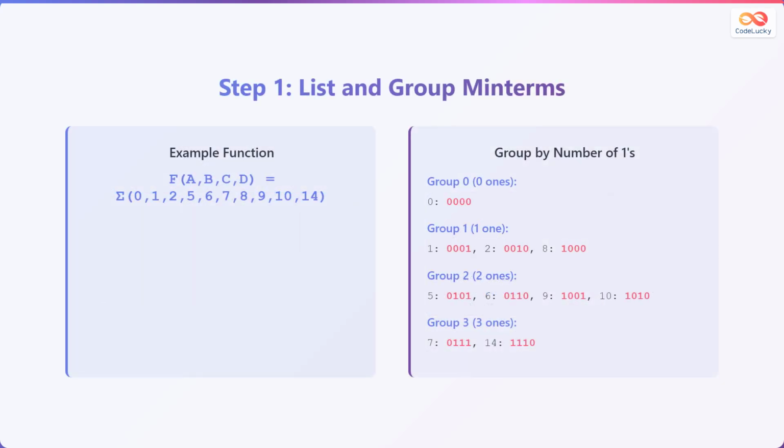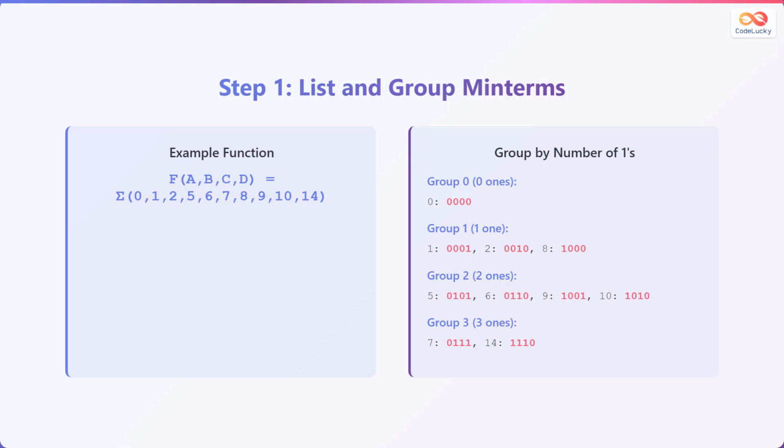Let's look at an example. Given the Boolean function f of a, b, c, and d equals the sum of minterms 0, 1, 2, 5, 6, 7, 8, 9, 10, and 14. In step 1, we group the minterms by the number of ones in their binary representation. Group 0 has 0 ones and contains the minterm 0, represented as 0000.